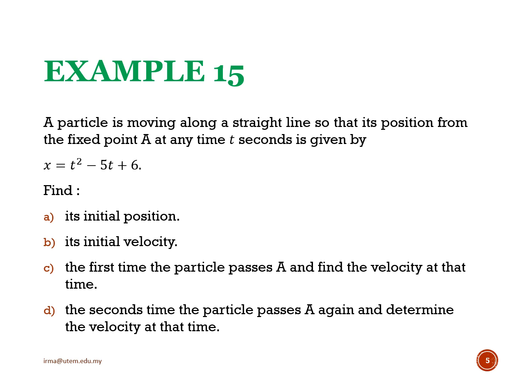Okay, let's move to example 15. A particle is moving along a straight line so that its position from the fixed point A at any time t seconds is given by x equal to t squared minus 5t plus 6. Find B, its initial position, C, its initial velocity, D, the first time the particle passes A and the velocity at that time, and the second time the particle passes A again and the velocity at that time.